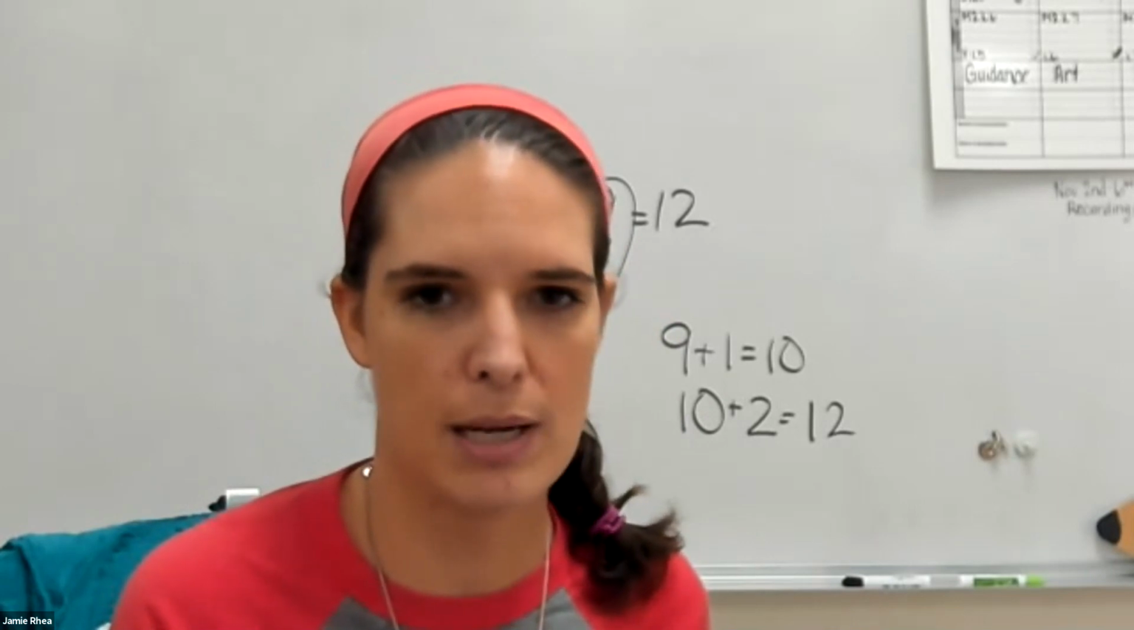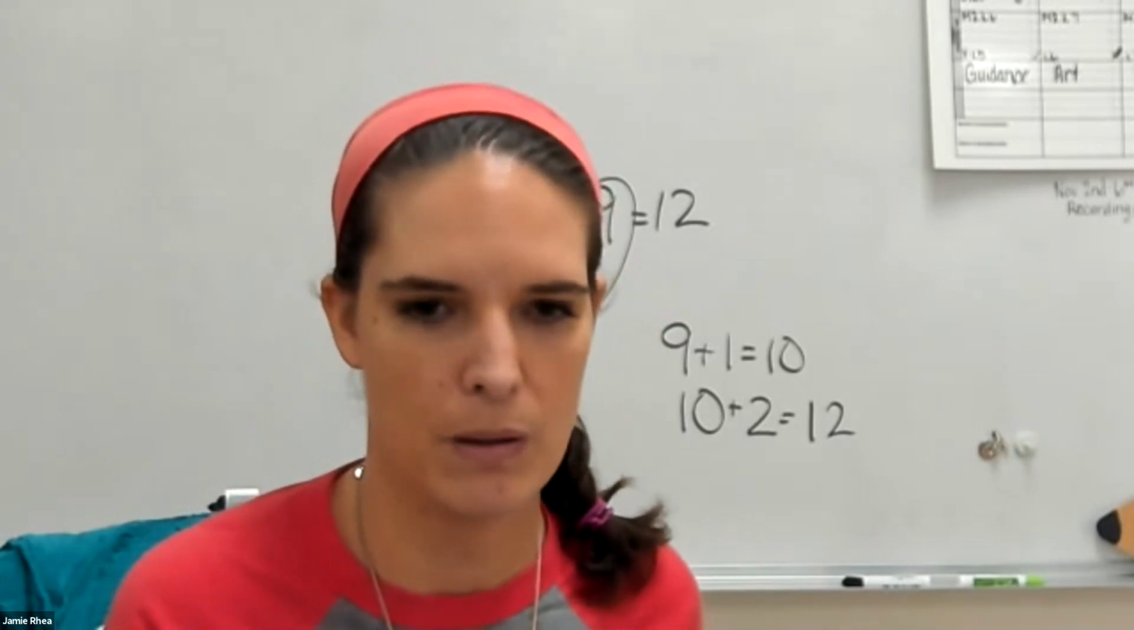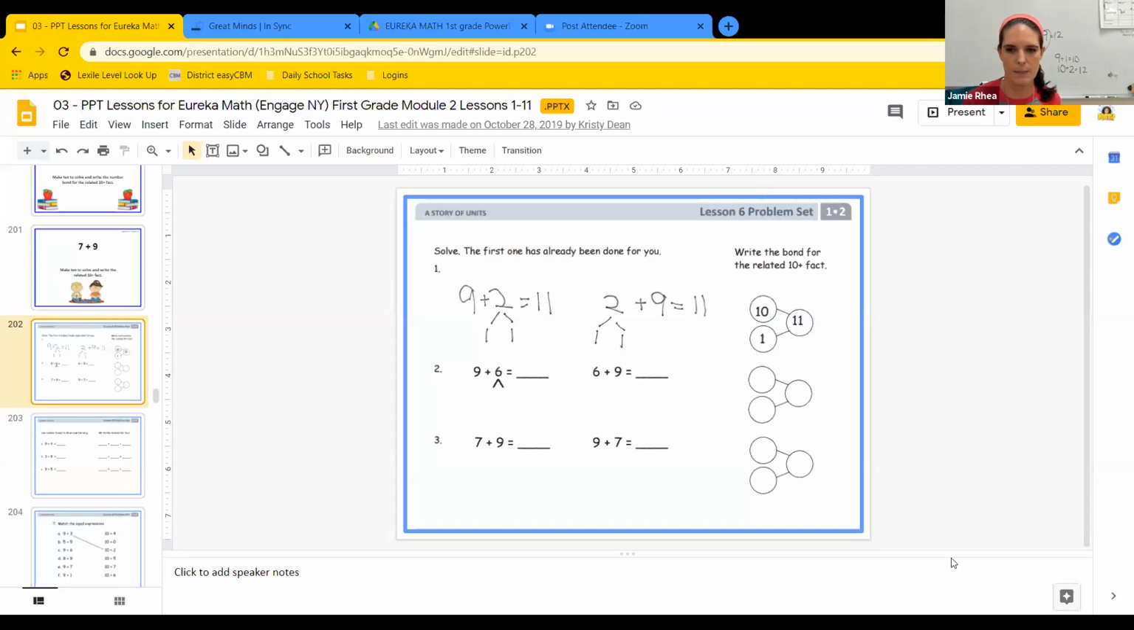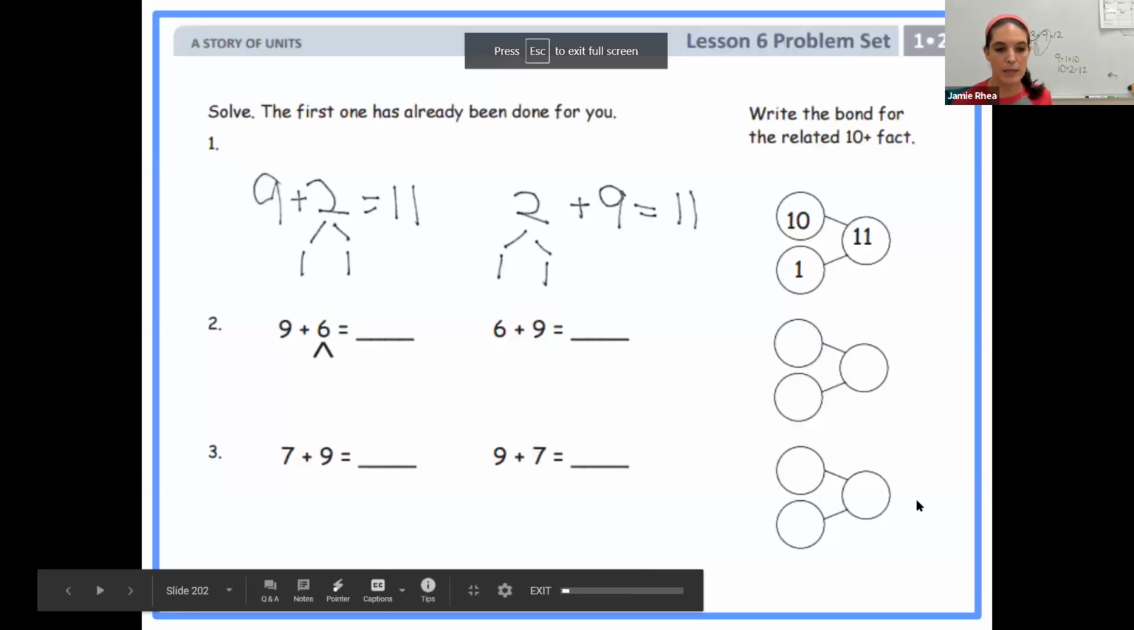Let me make sure I've got everything set up here. All right, and I'm going to share my screen here. There we go. Let's make it bigger. Now you are going to do number 2 on the page. So I'm going to show you 1 and 3 on how to do this. So let's be number detectives and read what it's asking us to do. Solve. The first one has already been done for you. So we are going to solve by breaking apart to make 10.